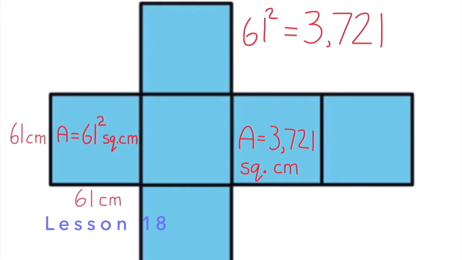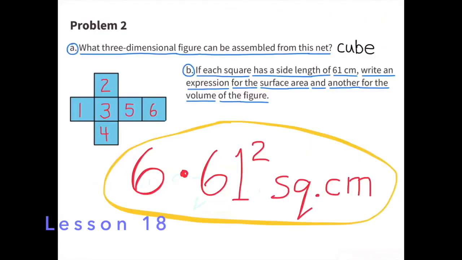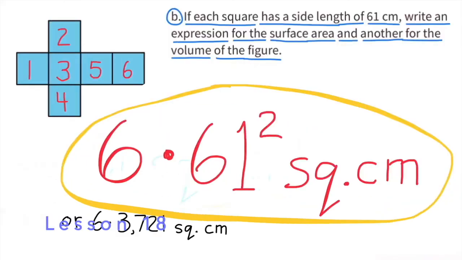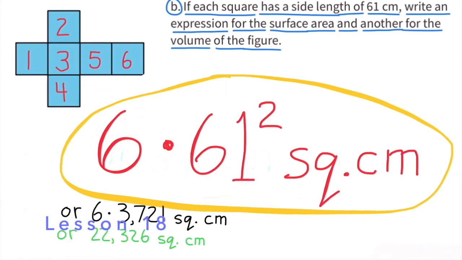So the area of each square could also be 3,721 square centimeters. Here's the expression that I chose to write that represents the surface area of the figure: 6 times 61 to the second power squared centimeters. Another expression could be 6 times 3,721 squared centimeters. And 6 times 3,721 squared centimeters equals 22,326 squared centimeters. All three of these expressions could represent the surface area of the net.